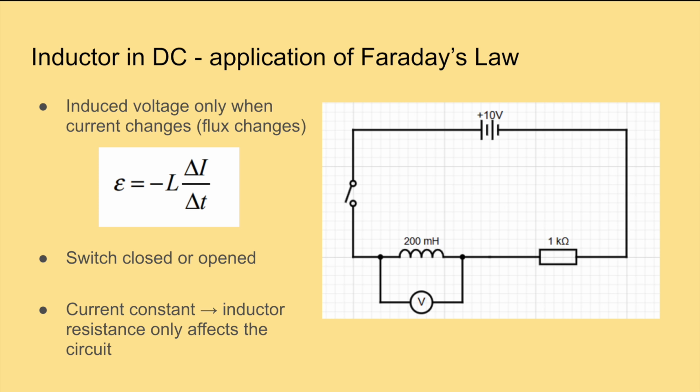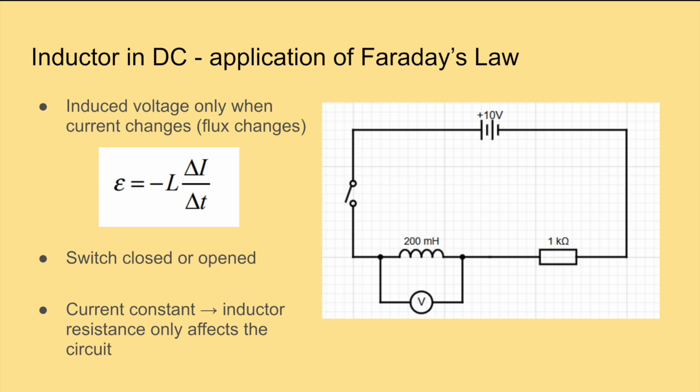And once again, we have a negative sign to remind us that the induced voltage across the inductor is going to oppose, in this case, the change in current that causes it in the first place. This change in current will happen when we close the switch in a circuit with a DC power supply or open the switch in the circuit with a DC power supply.